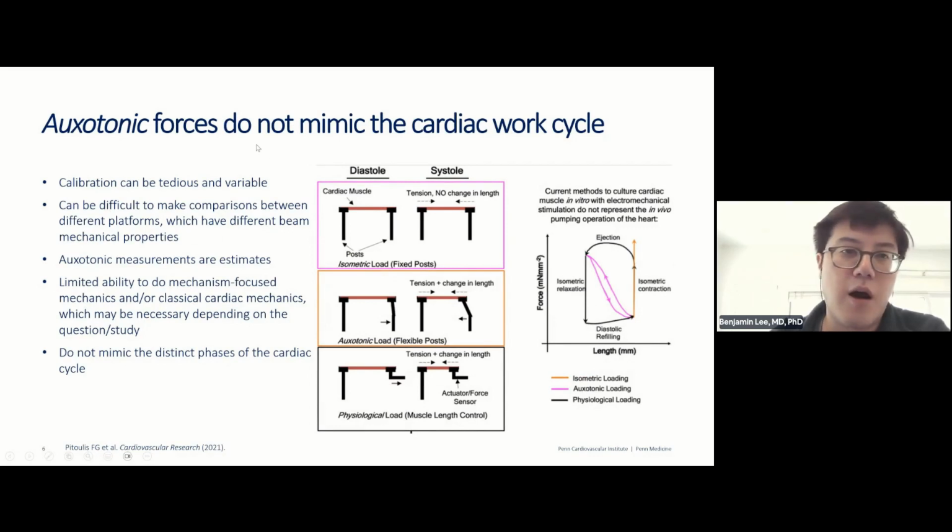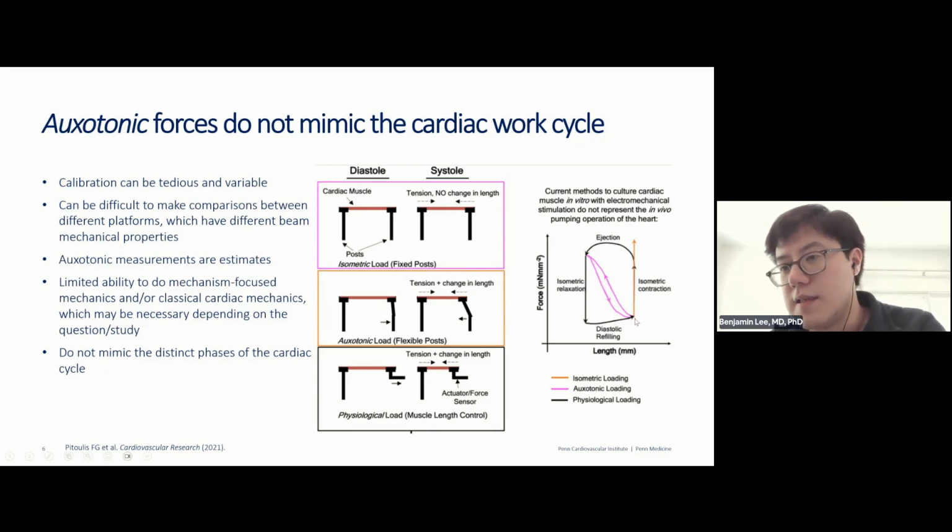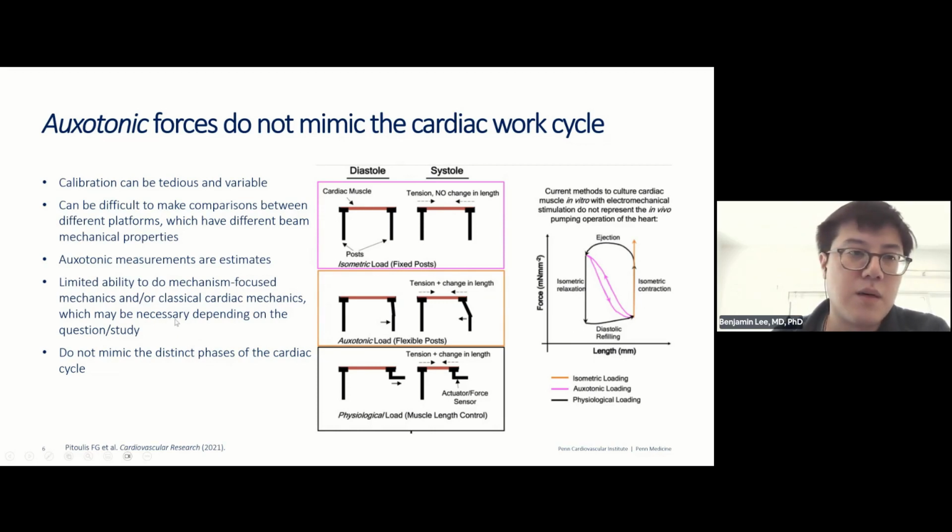However, the auxotonic forces don't mimic the cardiac work cycle that Brad was introducing earlier and Matt was talking about. So in pink here, you'll see a force-length plot of what an auxotonically loaded tissue may look like. And that's in stark contrast to the 4 distinct phases of the work loop, and again, in contrast also to the isometric contraction.